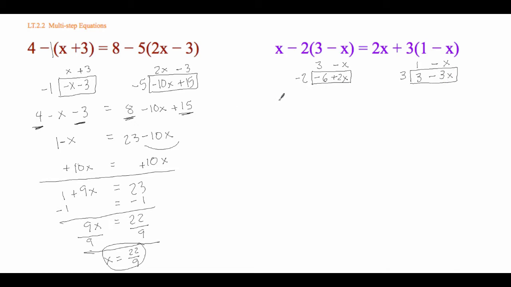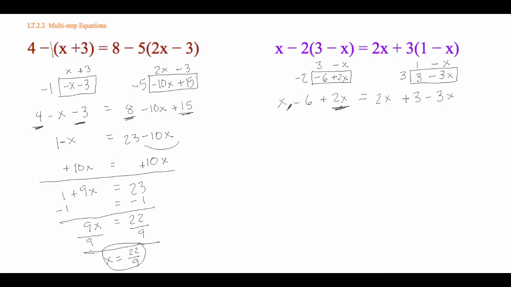So I can bring down the rest of the equation. X minus 6 plus 2x is equal to 2x plus 3 minus 3x. And we'll combine like terms.